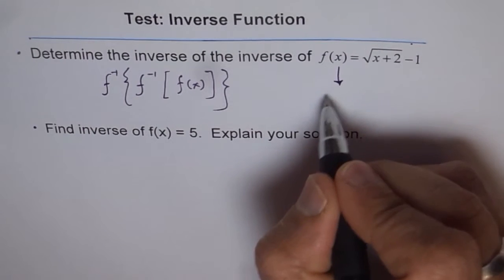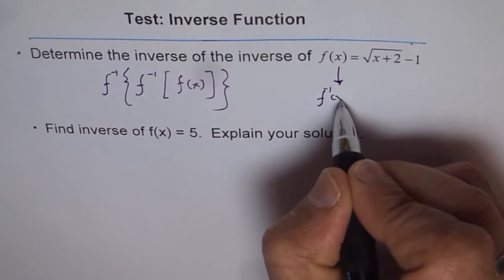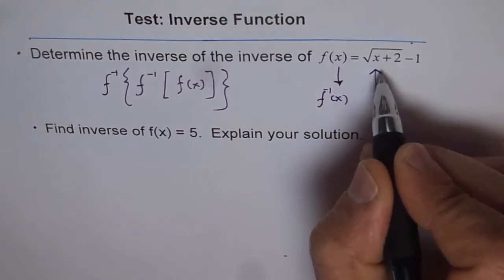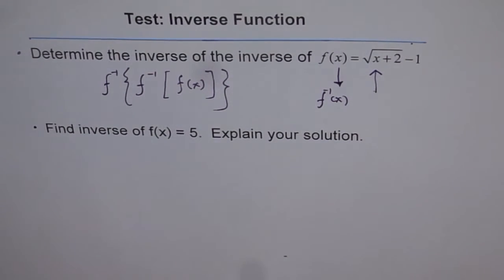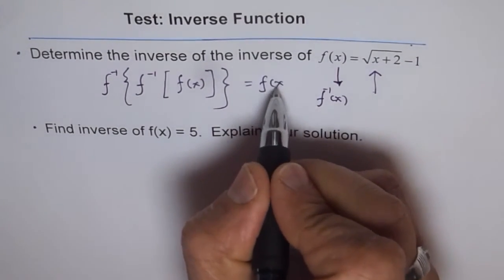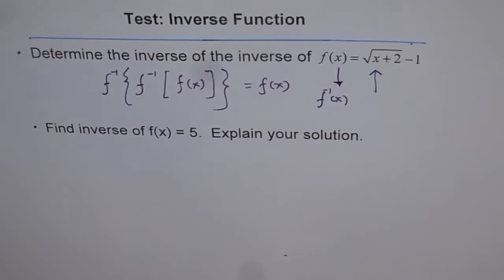So first you find its inverse and then the inverse of that will be the function itself, and therefore the answer is f of x, correct? So this is equal to f of x. So that is your answer. The same function, square root x plus 2 minus 1 is your answer, right? And you can explain it in whatever way you now feel like, right? I've given you a hint here.